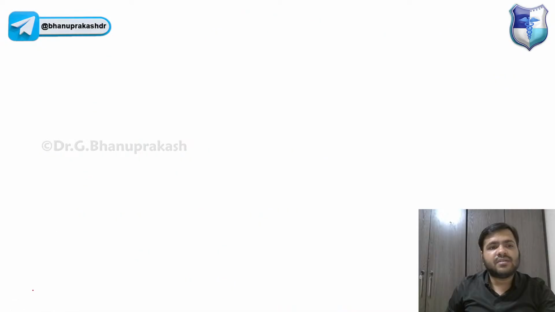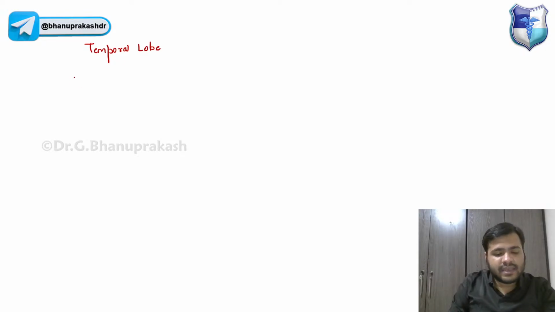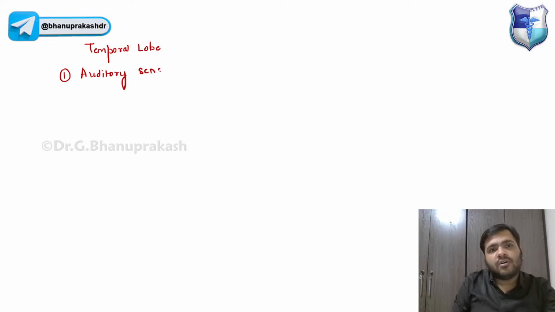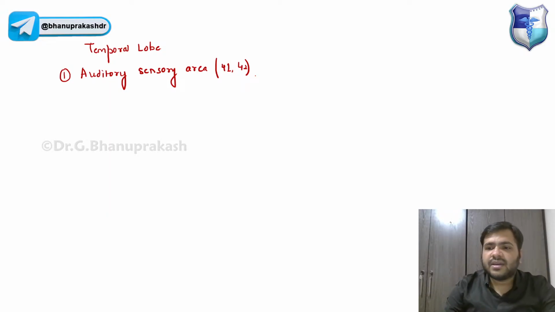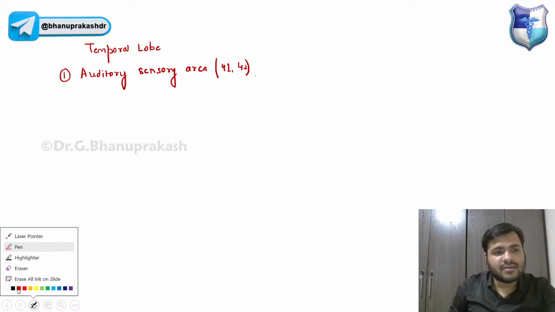So we are now discussing the temporal lobe. The very first one that we have to discuss is areas number 41 and 42, that is the auditory sensory area. Remember, guys, it is present in the superior temporal gyrus, in the middle part.